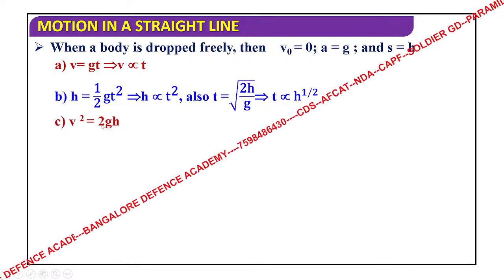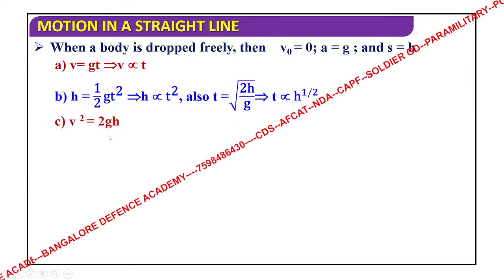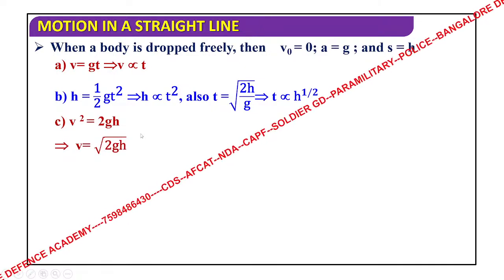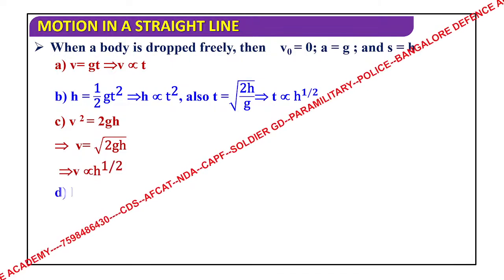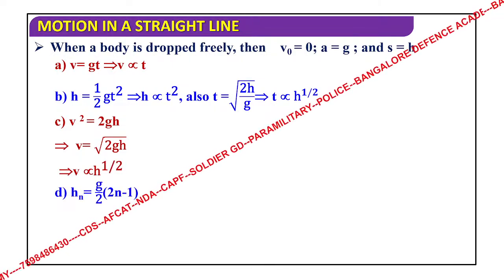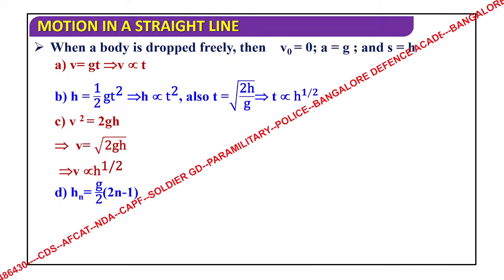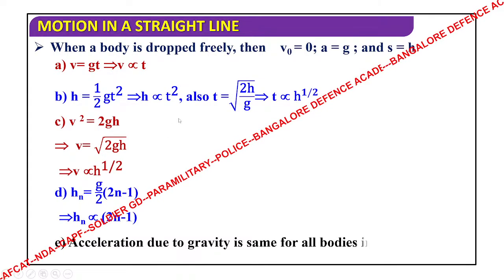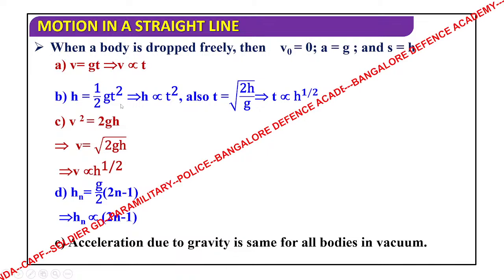Next, v square is equal to 2gh. Okay, the second equation, v square is equal to 2gh, because the initial velocity is 0, correct? So v is equal to root of 2gh. So h is equal to g by 2 into (2n minus 1). Okay, so these are the formulas you have to keep in mind to solve the problems.